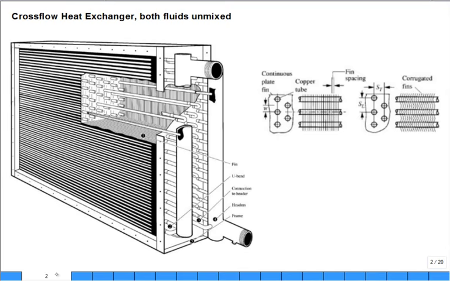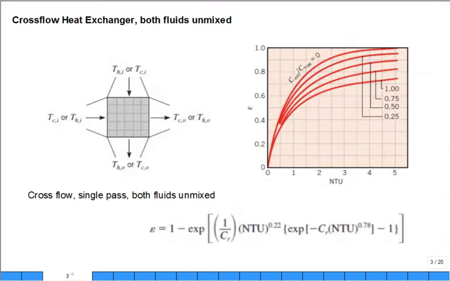But when you have liquid on one side, put it through the tubes, no finning required. Right? High h. Why is it a high h? Liquids have high thermal conductivities. But once you're in the fins, in between the fins, you stay in that passage. Hence, the two fluid streams are unmixed. So it's the terminology that you get familiar with. Unmixed cross-flow heat exchanger where air is on the outside and finned tubes are on the inside.